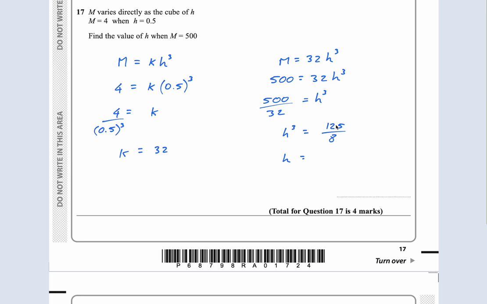And this, guys, is a very nice number because I'm going to get the cube root of 125 over 8. The cube root of 125 is 5, and the cube root of 8 is 2. So the answer is 5 over 2, or 2.5.